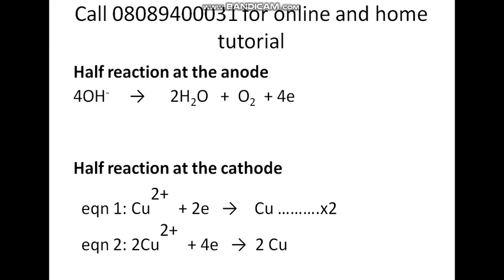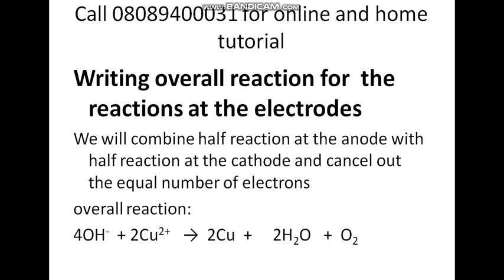How do we write the overall reaction at the electrode? Overall reaction is the combination of half reaction at the anode and half reaction at the cathode, and the equal number of electrons, that is 4 moles of electron, is cancelled out. Thus, the overall reaction is 4 moles of hydroxy ion plus 2 moles of copper ion to give 2 moles of copper element plus 2 moles of water plus 1 mole of oxygen gas.